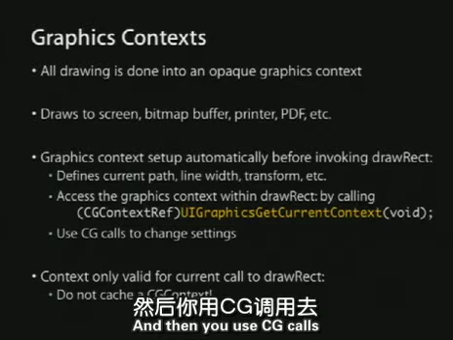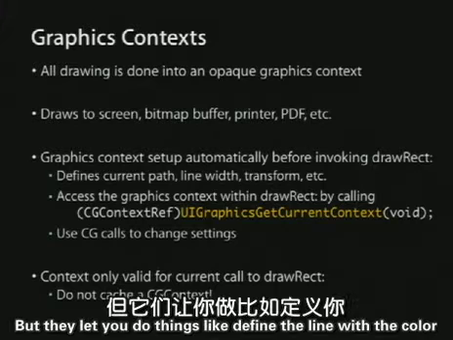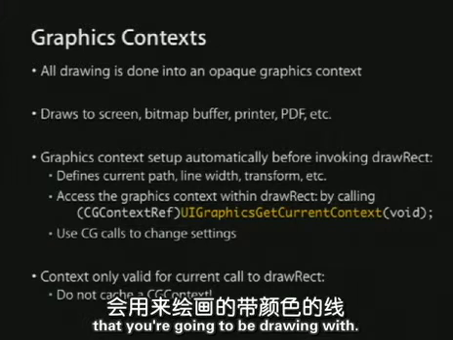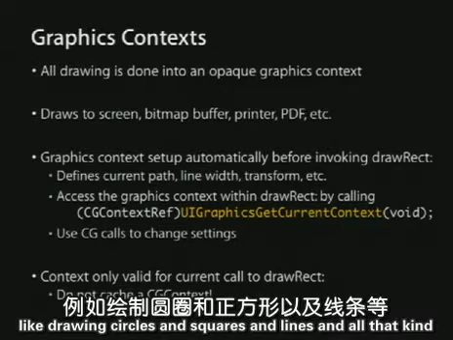And then you use CG calls to change the settings on that context, and we'll see some of those in a minute. They let you do things like define the line width, the color that you're going to be drawing with, and then they also define all the graphics operations, like drawing circles and squares and lines and all that kind of thing.